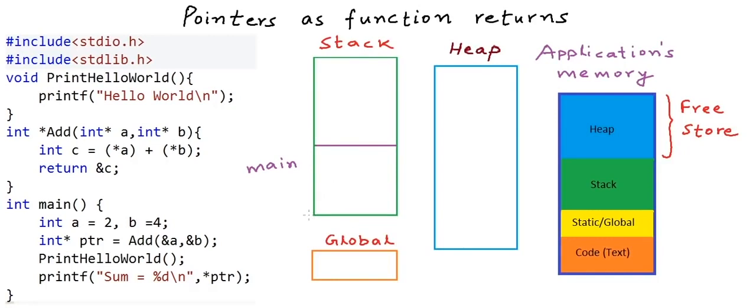Let's say the starting address of this stack frame is 100 and the end address is 130. And we will have three local variables created here: a, b and ptr. A and b are integers and ptr is an integer pointer. Let's say a is at address 100, b is at address 112 and ptr is at address 120. I'm just making these assumptions.